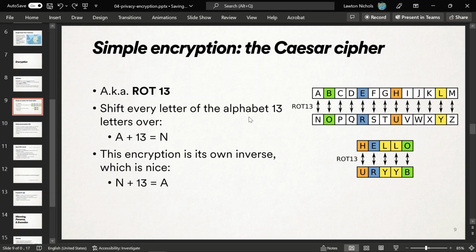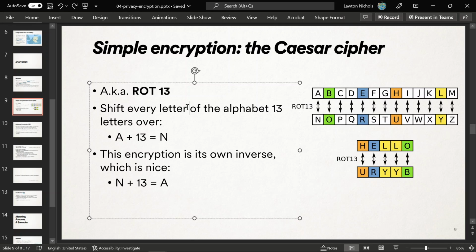Or to the left, because it's symmetric. And when you wrap around, you just keep going. So A maps to N, B maps to O, M maps to Z, and then N goes back to A. That's the idea. It's just 13 later, and you wrap around if you get out the end of the alphabet. After Z comes A, and vice versa.